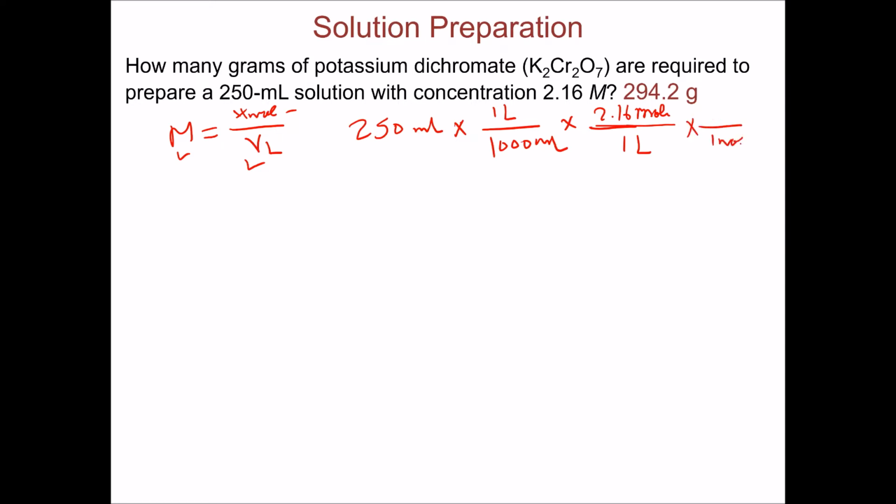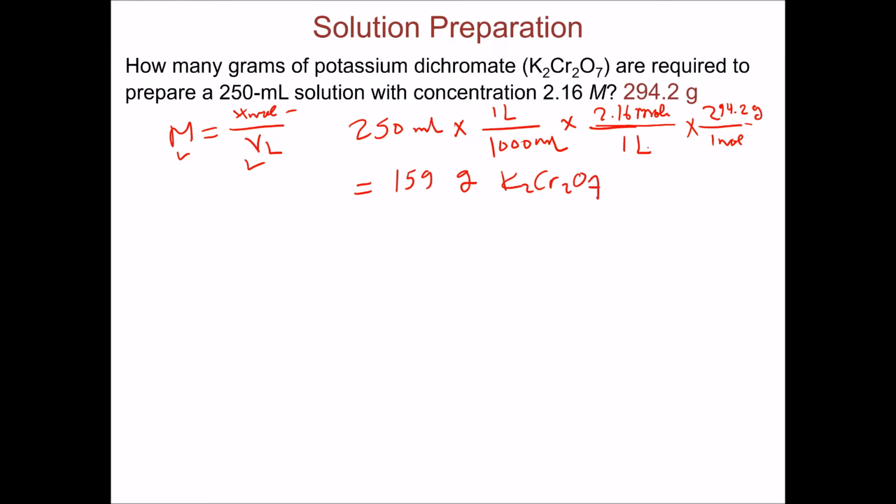1 mole of the substance weighs 294.2 grams. That's going to give us the amount needed in grams, which is going to be 159 grams of potassium dichromate.